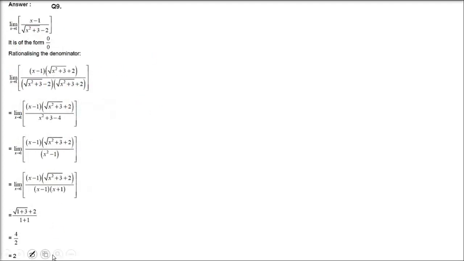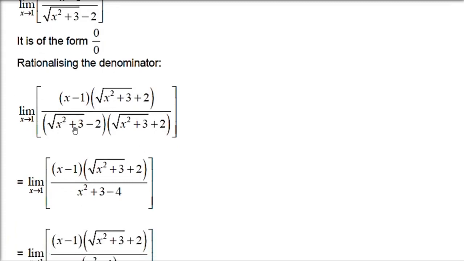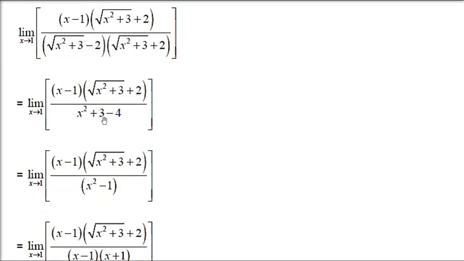Now question number 9 is coming. If you put x as 1, it is going to be 0 by 0 for sure. Okay, we can see it also. So we will multiply it by the rationalization factor. The rationalization factor will be √(x²+3) + 2. So just multiply here. a square minus b square you are going to use. That is x square plus 3 will come, and minus 2 square is 4. So x square plus 3 minus 4 in the denominator, that is x square minus 1 will come.